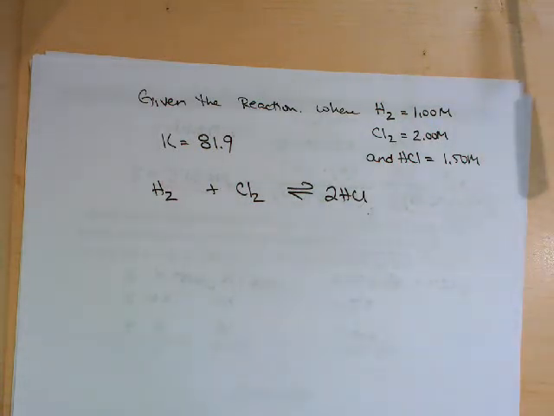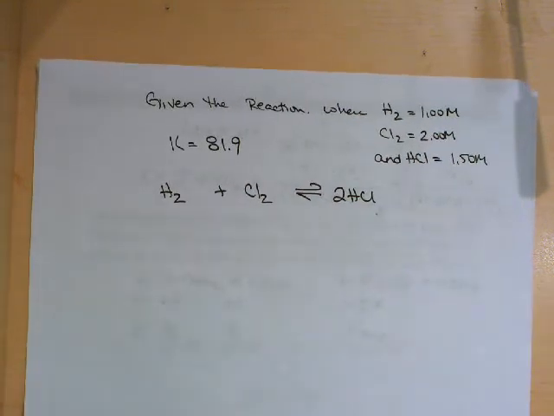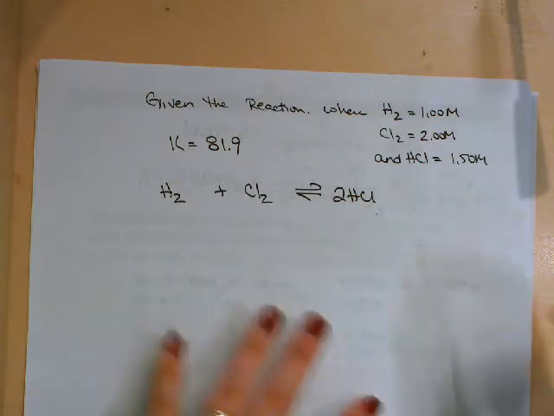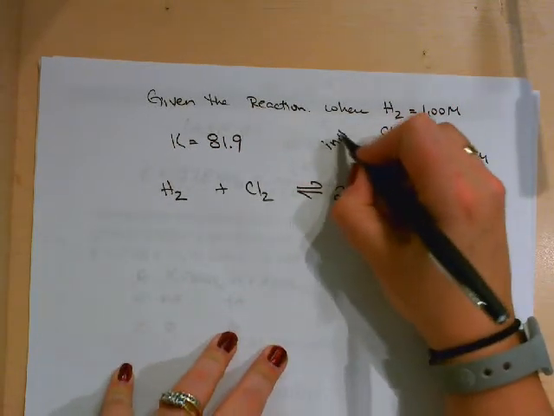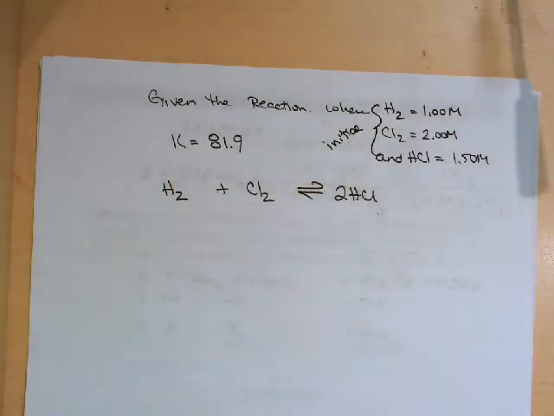Alright, let's say we have this. Hydrogen gas and chlorine gas making hydrochloric acid. I have a K of 81.9, and I have these initial concentrations, and I want to find the equilibrium concentrations of all of them.